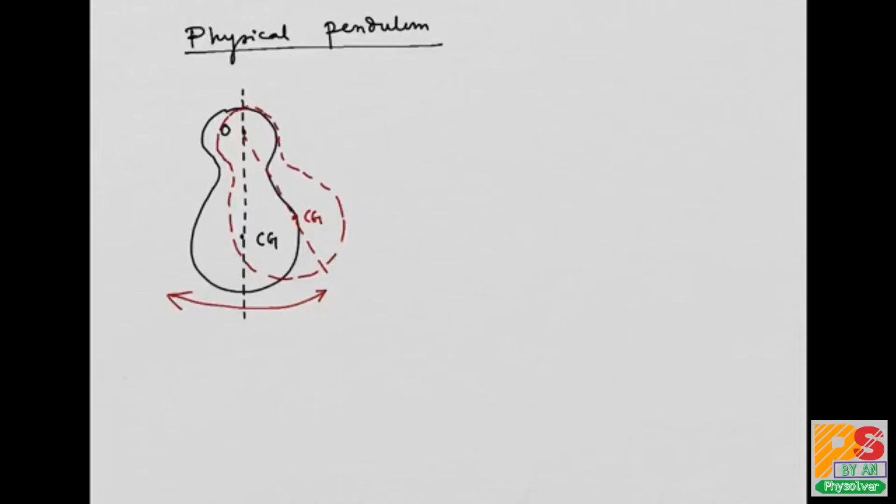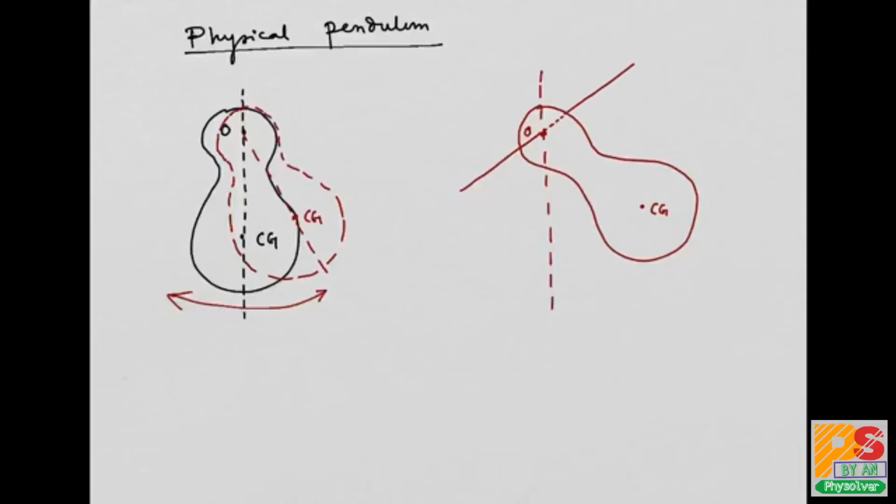So let's draw the diagram again. After displacing, the body looks like this. This is the center of gravity, right? This is the pivot point O, and if you observe carefully, the axis is like this. This is the axis, right? And this axis is perpendicular to the plane of this page.